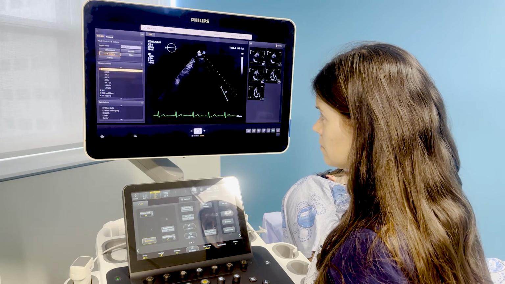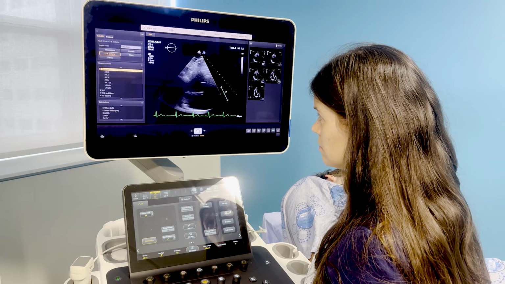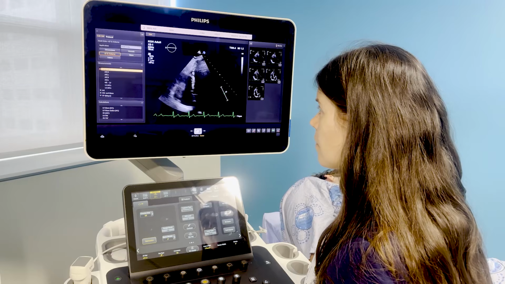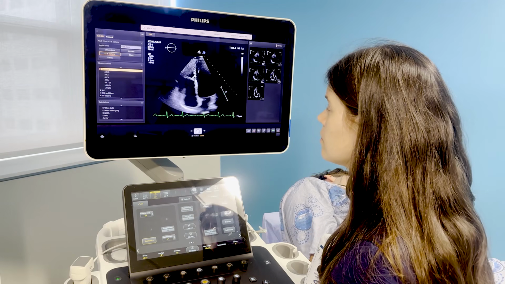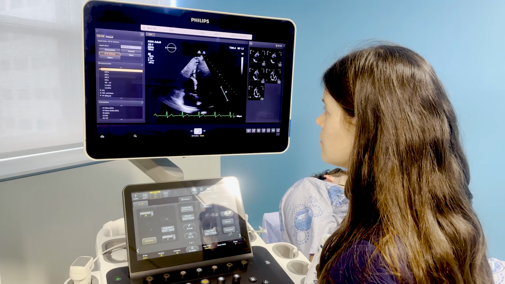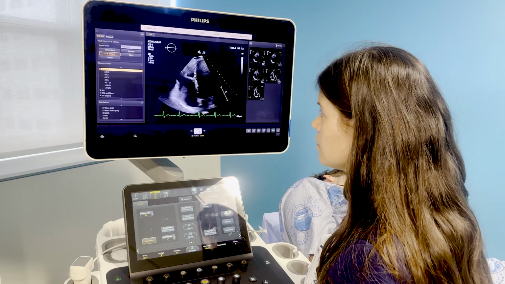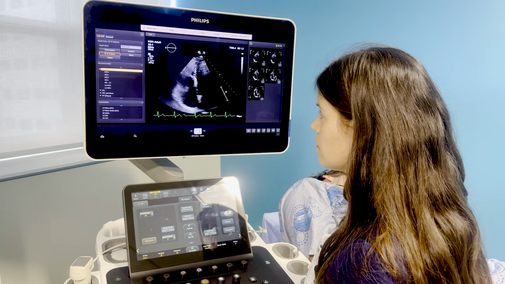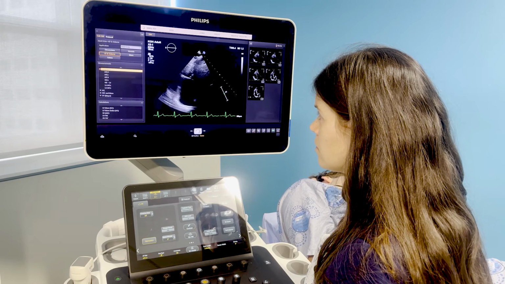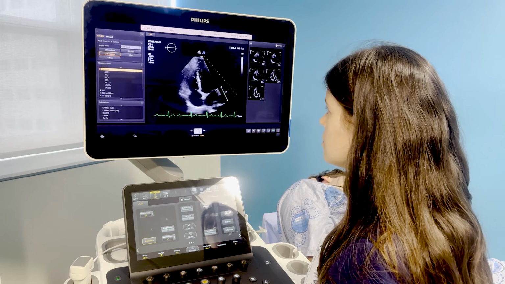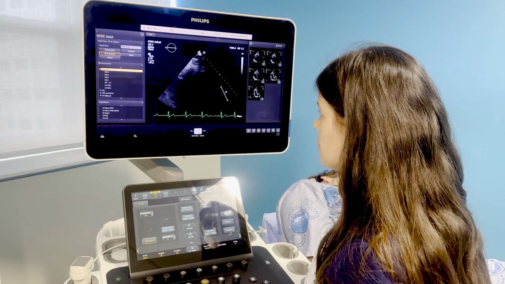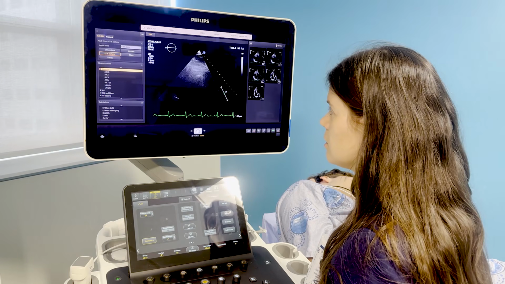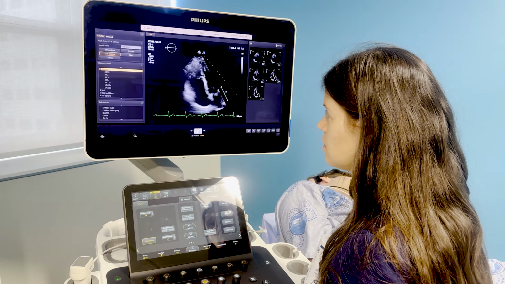So Casey, can you show us how you start off with your RV acquisition? We want to also look at RV thickness in addition to chamber size. So tell us how you get the RV-focused apical 4-chamber view. Sure. So for the RV-focused view, if you start in your 4-chamber view, you're going to slide laterally, just like we did for the last one.